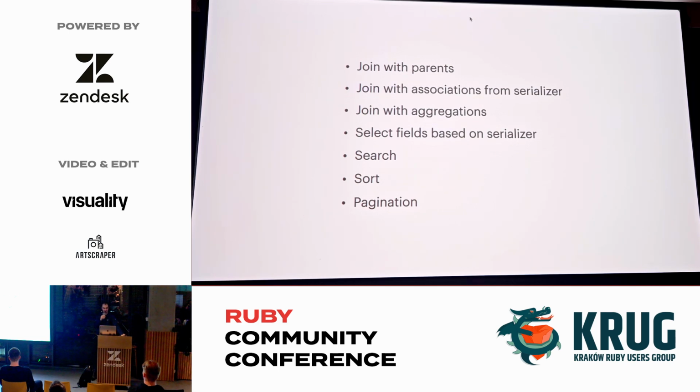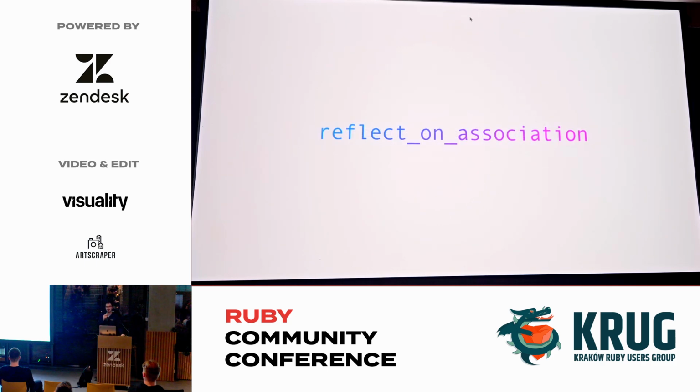We will debate about it. Then there are also things like searching, sorting, pagination. I guess that's trivial for everybody. And how we do that under the hood, there is some kind of logic which belongs_to, has_many, and then we automatically join with it. The answer is this really nice method in Rails. Who knows this?